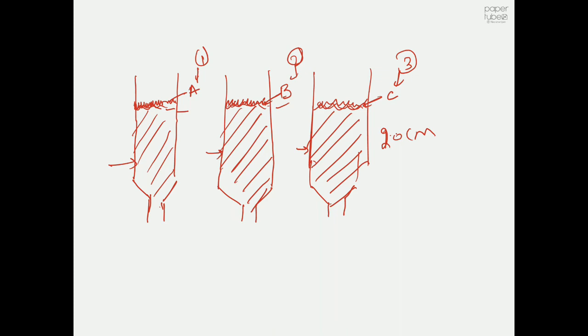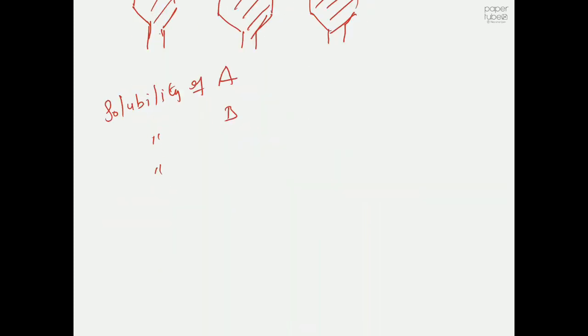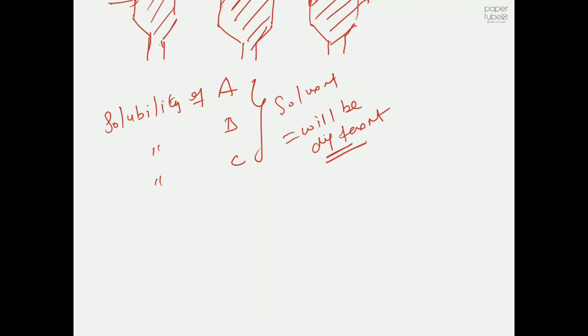Then we are going to add solvent to each of these columns. We are going to add the same solvent, say for example acetone. We continuously add acetone at the top of the column, and just assume acetone will dissolve all three compounds A, B, and C, and obviously their solubility will be different. So the solubility of A, solubility of B, solubility of C in the solvent will be different. It's not going to be the same, but they can dissolve, that's for sure.